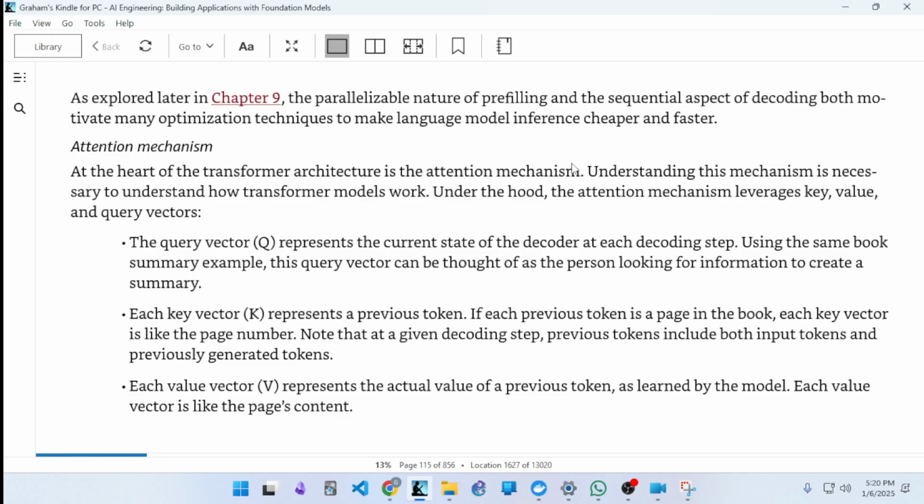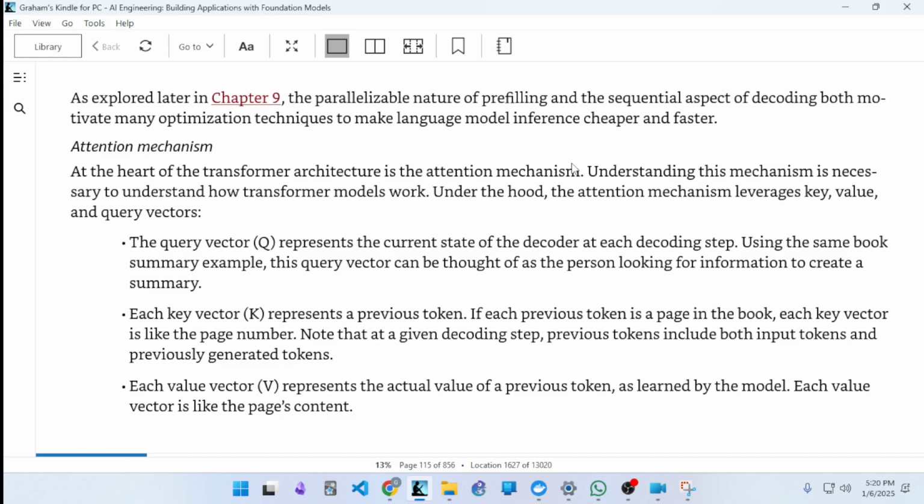Okay, so the query vector is kind of odd. It can be thought of as the person looking for information to create a summary. So it's not the information of a summary. It's not the summary itself. It's kind of an odd explanation. It can be thought of as the person looking for information. So the query vector can be thought of as a person, which is kind of hard for me to imagine.